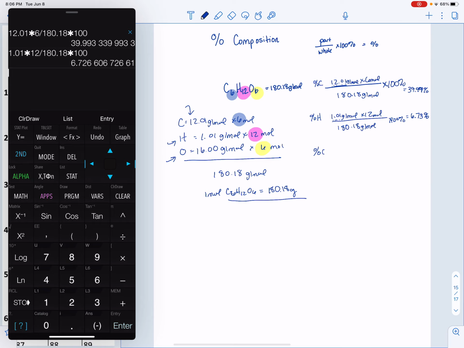And then I'm going to do my percent oxygen, which is 16.00 grams per mole, times 6 moles over 180.18 grams per mole, times 100%, equals 16 times 6 divided by 180.18 times 100. You don't have to put the 0.00. That gives me 53.28%.